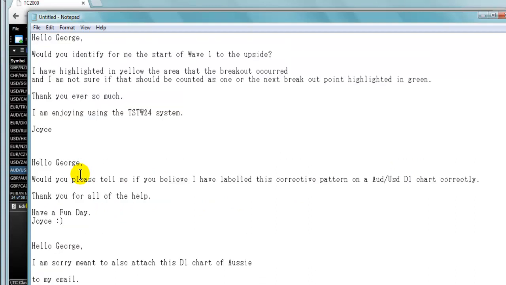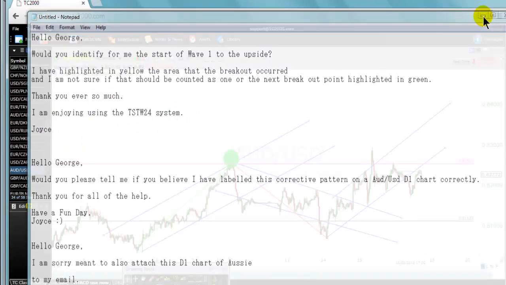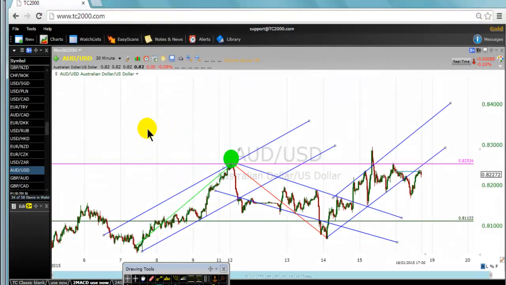Beautiful email. Now, the third email: would you identify for me the start of first wave here, to the upside? I have highlighted in yellow the area that the breakout occurred, and I'm not sure if that should be counted as one or the next breakout point highlighted in green. Thank you, Eva, so much. I'm enjoying using the TSTW24 system, Joyce. So these are the emails that the trader sent to me.